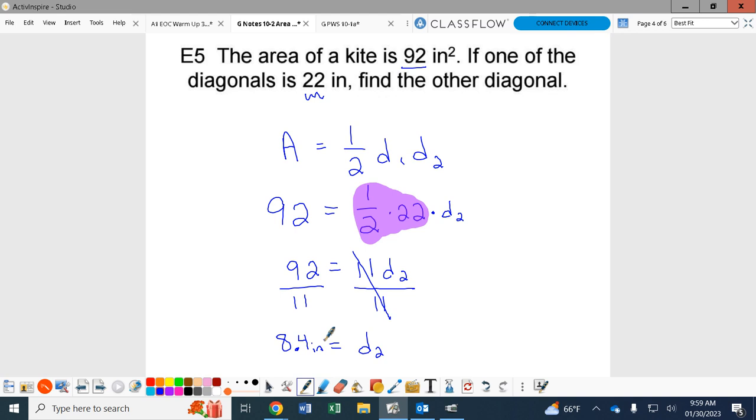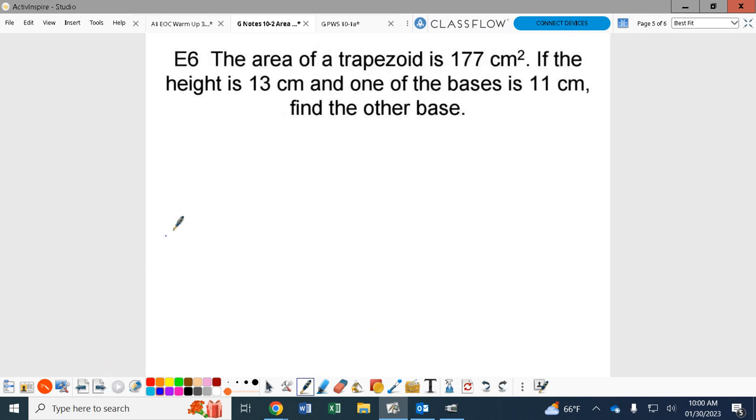Alright, the next one is the same exact concept, only instead of dealing with a kite, we are dealing with a trapezoid. So this is the longer formula. This is one people tend to have issues with. I'm telling you up front, if you're given the formula, guys, you just got to be able to plug into it. Here's the formula.